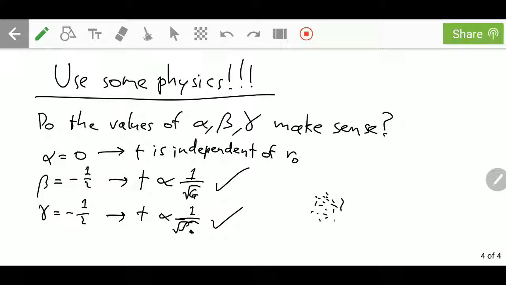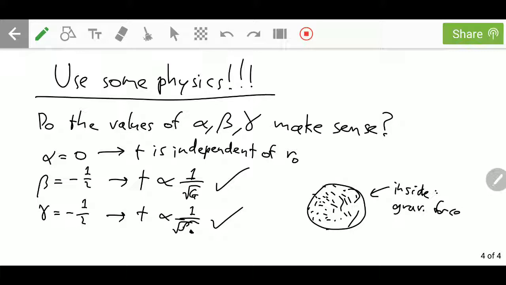One thing that you may know, and this is perhaps a fact that is not certainly obvious, but if you have a uniform sphere and you are inside the sphere, then it turns out that the gravitational force is actually proportional to the distance from the center.